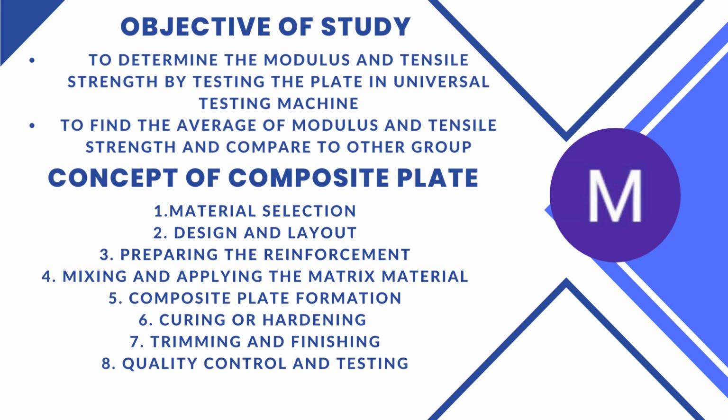There are 8 concepts of the composite plate. Firstly is the material selection. Next is design and layout. The third one is preparing the reinforcement. The fourth is mixing and applying the matrix material. The fifth is composite plate formation. The sixth is curing or hardening. The seventh is trimming and finishing. And lastly is quality control and testing.